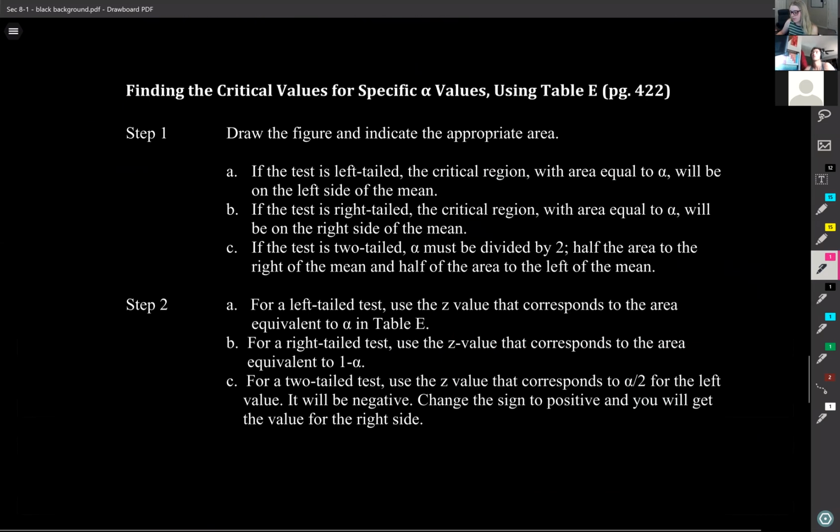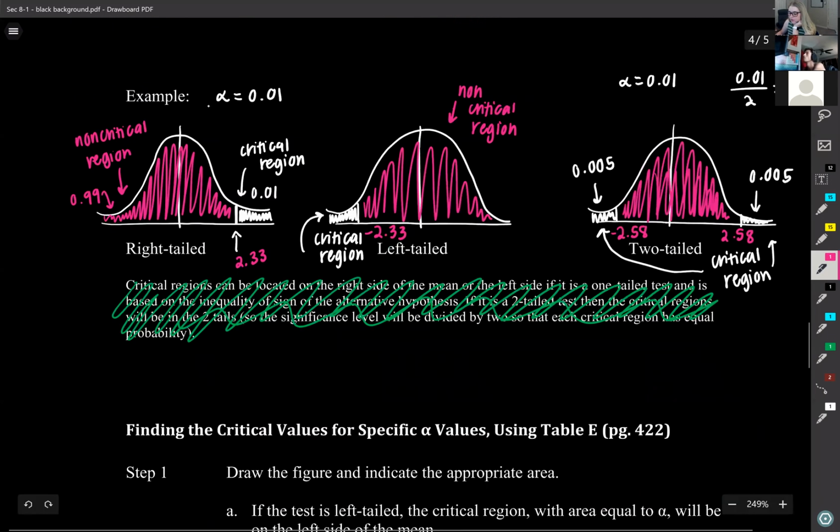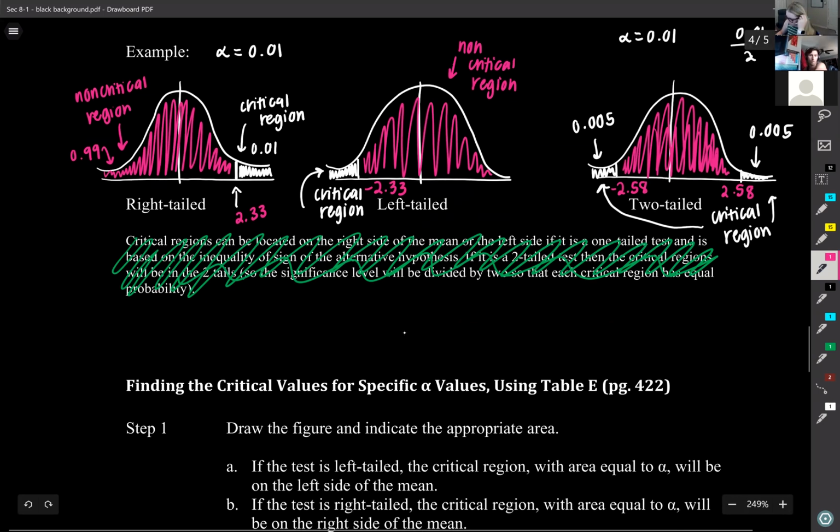Okay, so at the bottom here, it gives you some steps for finding the critical values for a specific alpha. This is essentially what we just did, but let's read through them so if you ever need to look back on how to do this, you can. First, you draw your figure and indicate the appropriate area. Up above, with my significance level of 0.01, I drew my little normal distribution and it was right-tailed. So I shaded in my critical region on the right side, which I want to be an area of 0.01. So first step, draw that and indicate the critical region.